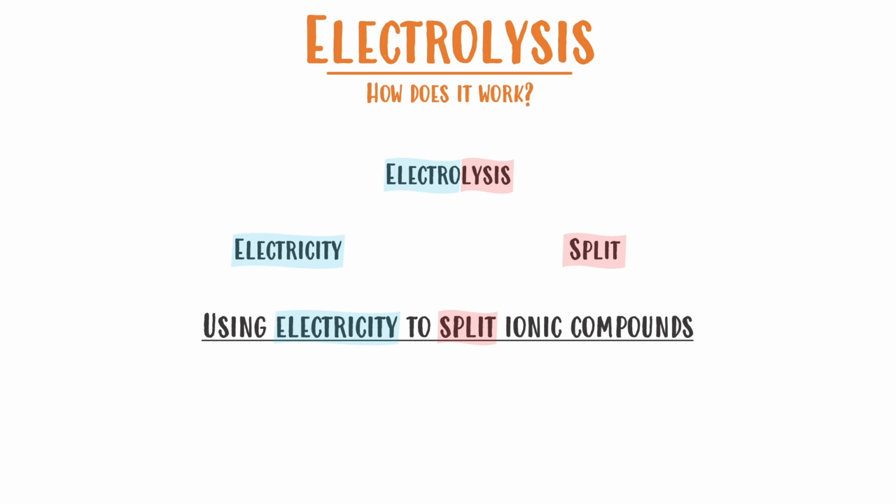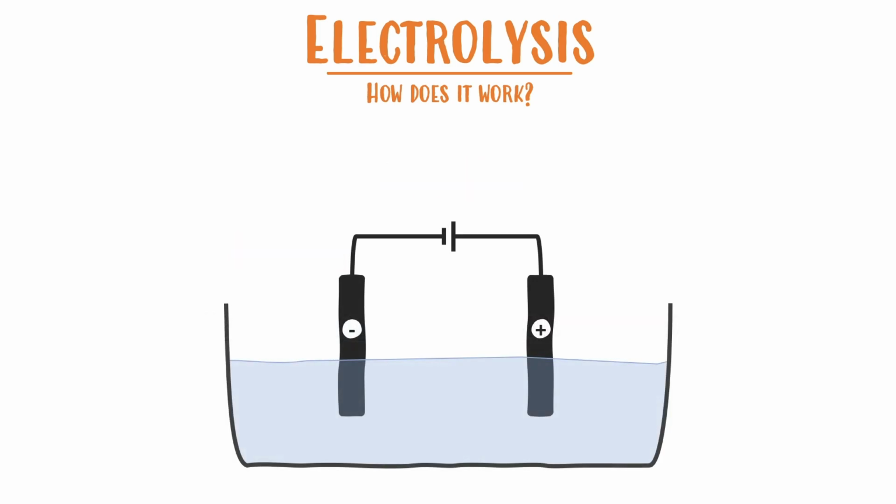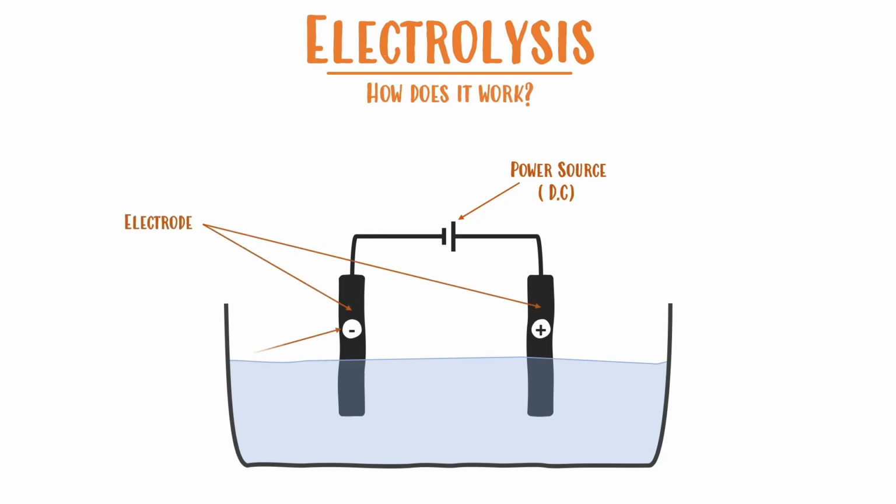Right. And then along with that, you also need to know your diagram. You can be asked to draw this from scratch and also label. So we'll start off with the power source, and it's really important that we mention that it's DC, direct current. Alongside that, we have the 2 rods, which are known as electrodes, and specifically the negative electrode is a cathode, and the positive one is an anode.